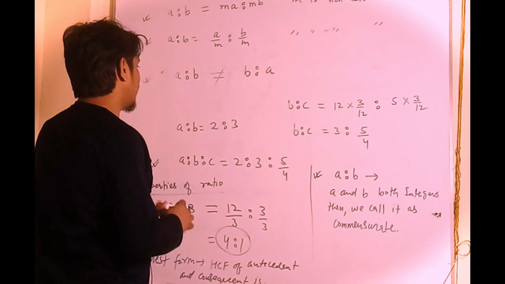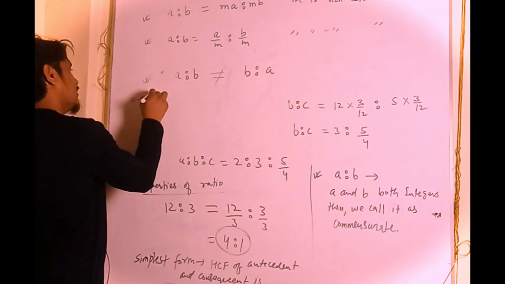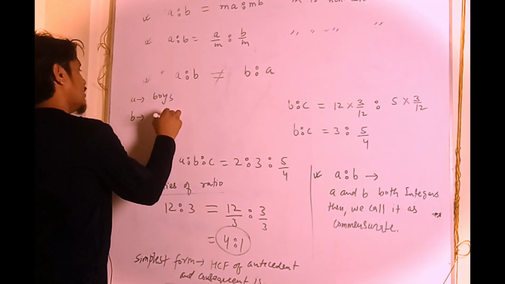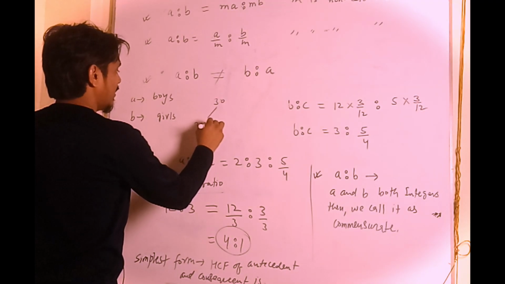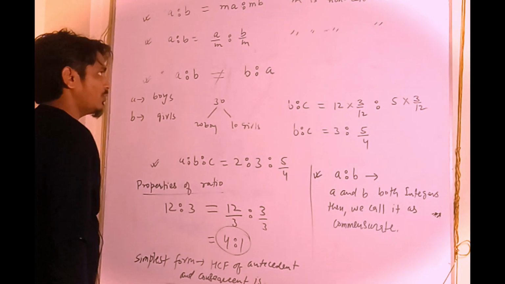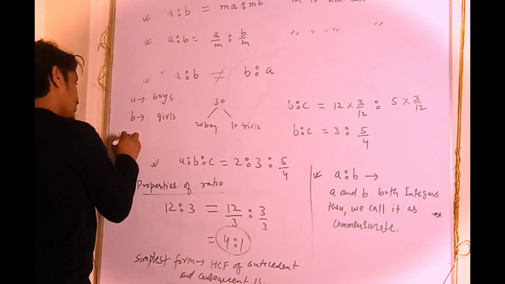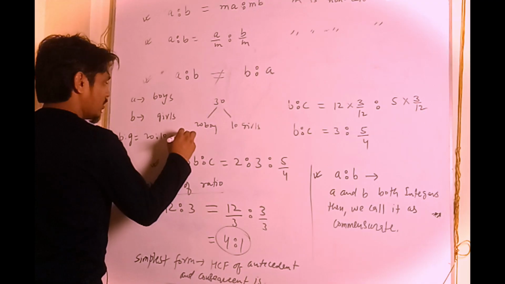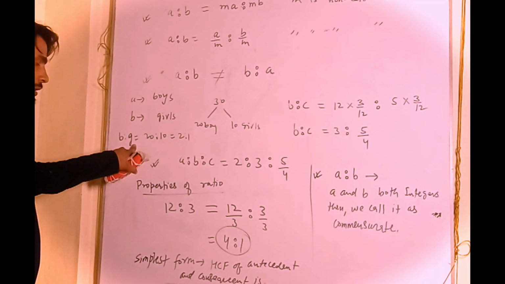We can understand this as, let's say A is indicating the number of boys and B is indicating the number of girls. As I said, in a class of 30 students, we have 20 boys and 10 girls. If I ask you to write the ratio of boys to girls, we get 20 to 10, which is 2 to 1. So this is boys and this is girls.